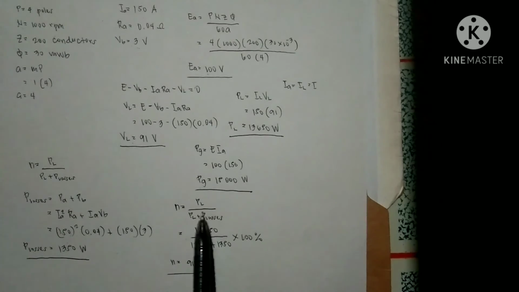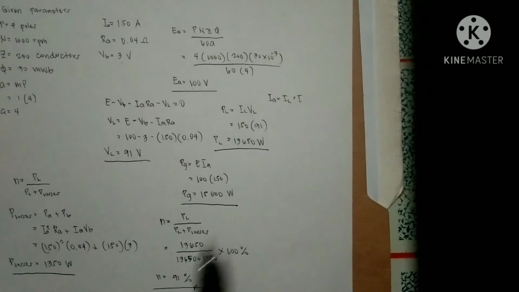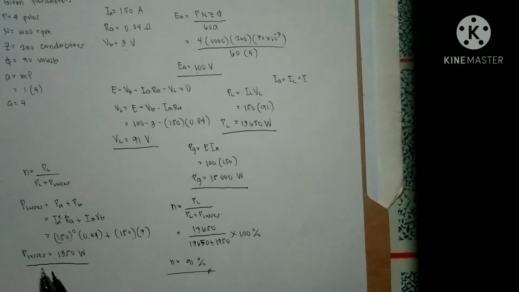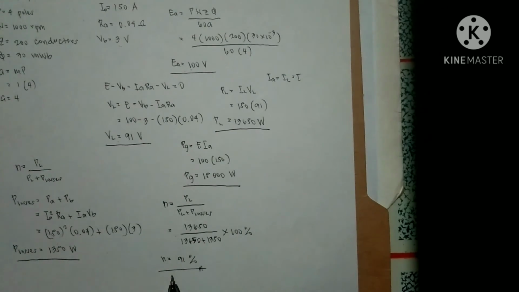Going back to the original formula in finding the efficiency, PL over PL plus P losses. Our PL is 13,650 over 13,650 plus the power losses, which is 1,350, times 100% to make it a percent. The result is 91%.